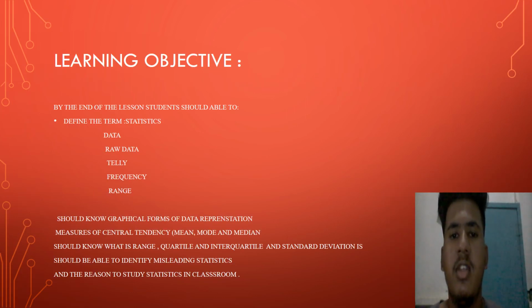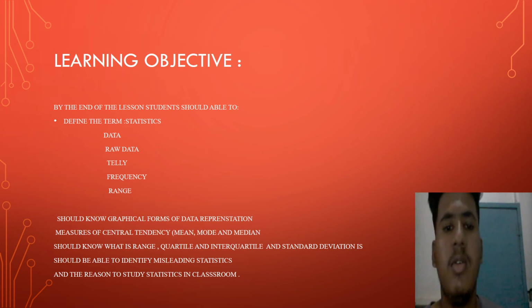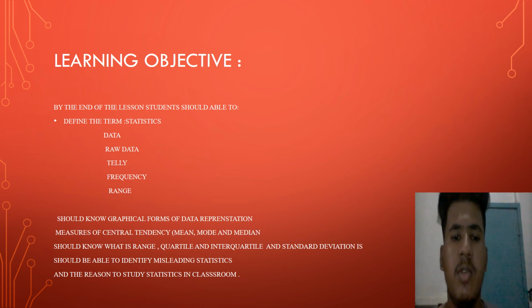The learning objective for this class is that by the end of the lesson, students should be able to define the following terms: statistics, data, raw data, tally, frequency, and range. Students should know the graphical forms of data representation, and measures of central tendency, which are mode, mean, and median.